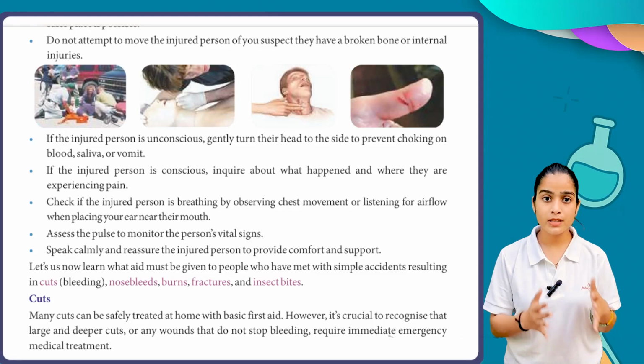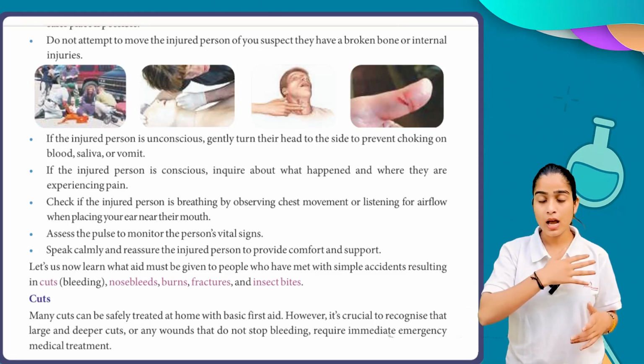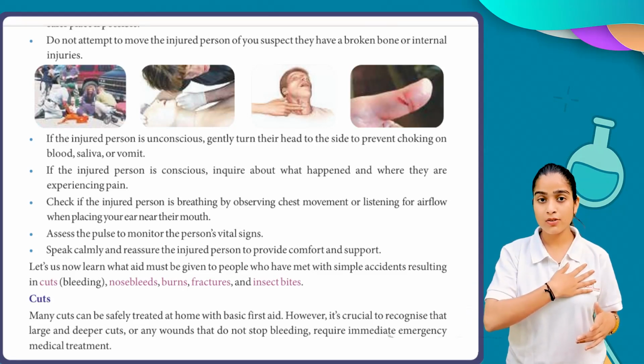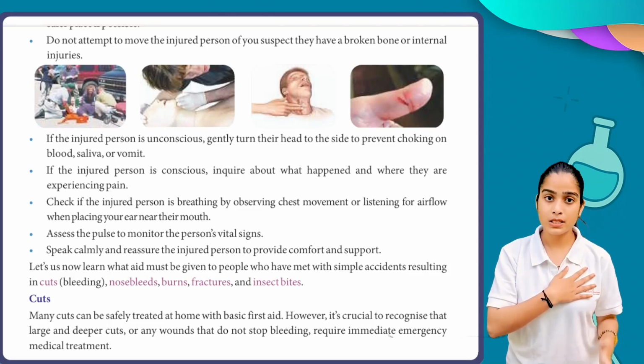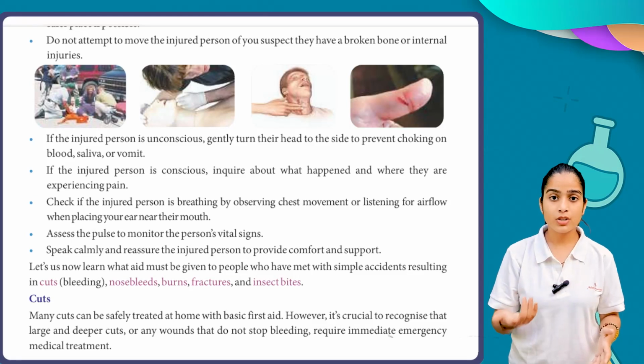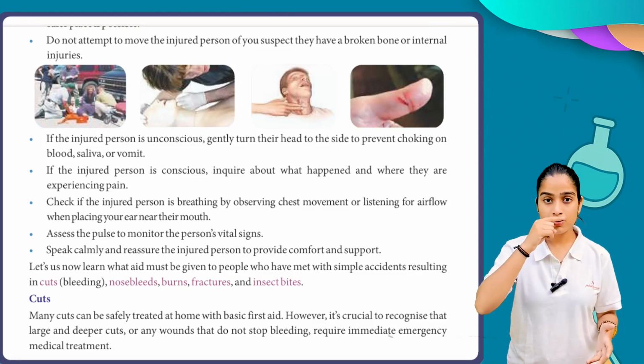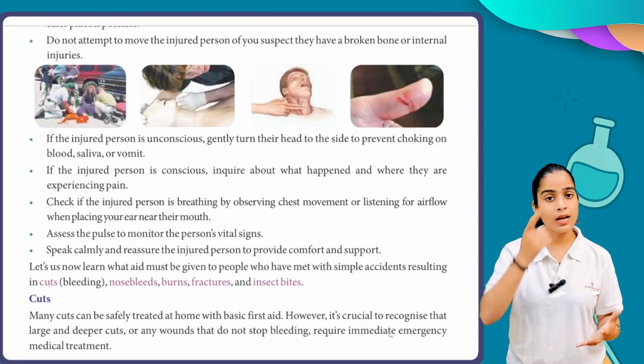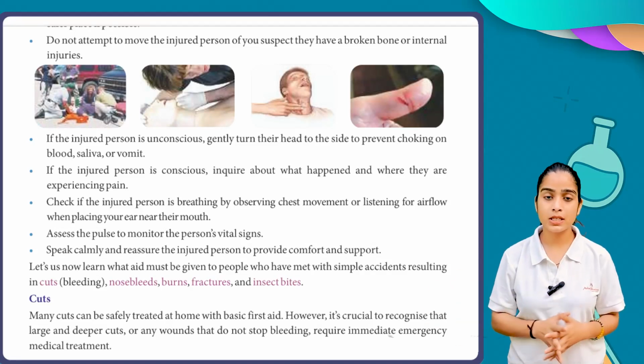Or if the person is unconscious, then you have to put your ear on their chest and listen for the heartbeat. If it is beating properly, it means the person is alive. Or the second thing you can do is hold your finger near their nose. If you feel the air, it also means that the person is alive.